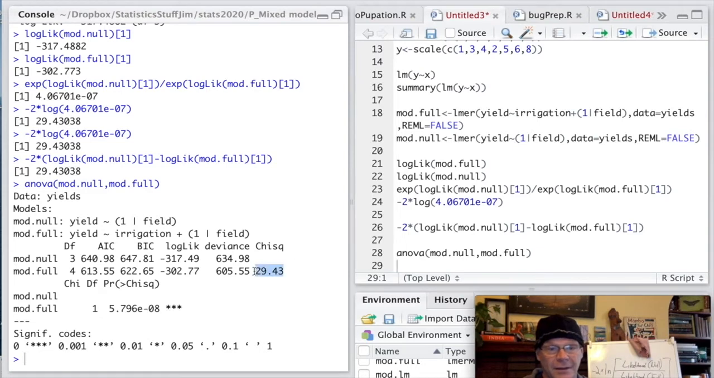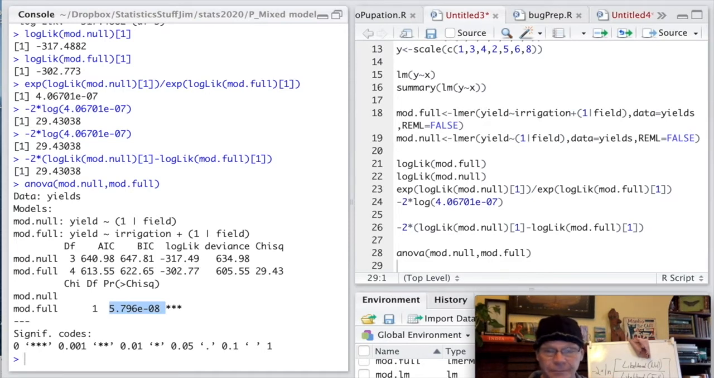And right here is the chi-squared statistic that we generated up here. Same number up here is the same number that R is giving us here. That's good. That means that we're doing the arithmetic correctly. And then again, it's looking at a chi-square distribution with 1 degree of freedom, and the p-value is 5.7 times 10 to the negative 8th. So if our alpha is 0.05, we feel pretty good saying that irrigation is significant and it should remain in the model.